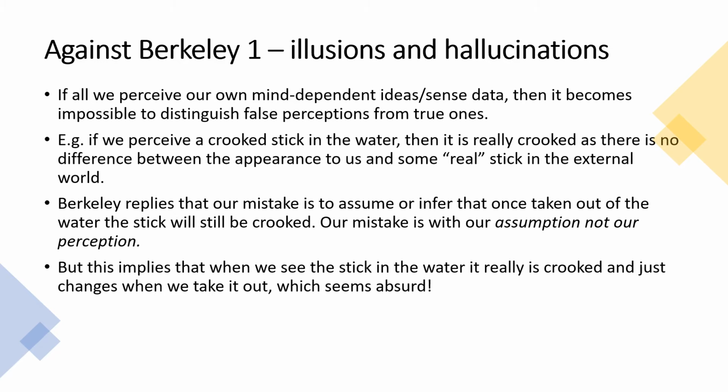He seems to be trying to hang on to his theory here by saying, well, actually your perceptions are correct, but it's your inference or your assumption about what's going to happen in future that is mistaken. If you think the stick is going to be taken out of the water and still be bent, that's your mistake. But he's seemingly hanging on to the view that actually your perception of the crooked stick in the water is correct, which just seems wrong. So perhaps this is a failing of the theory.